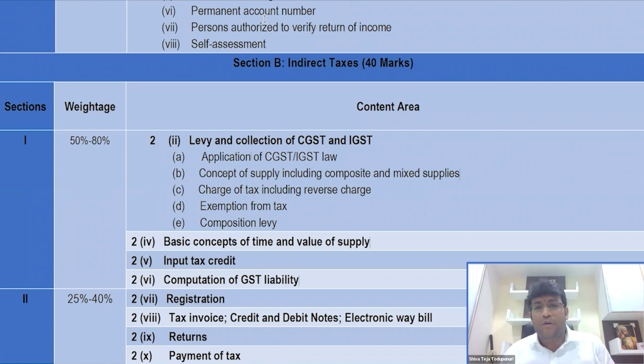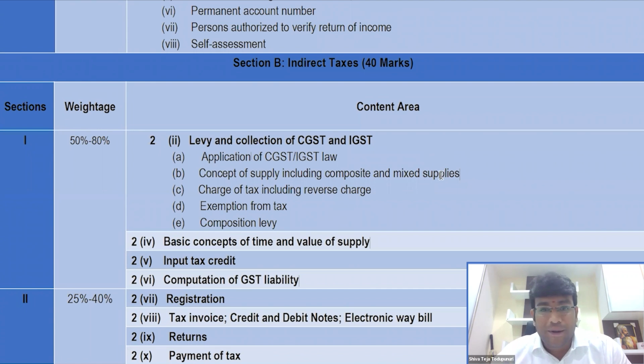And moreover, once you go for voluntary registration, you will be legally recognized. And moreover, when you are registered, only then can you claim input tax credit, because ultimately an unregistered person can never ever claim input tax credit. I am sure your question is answered, my dear friend.